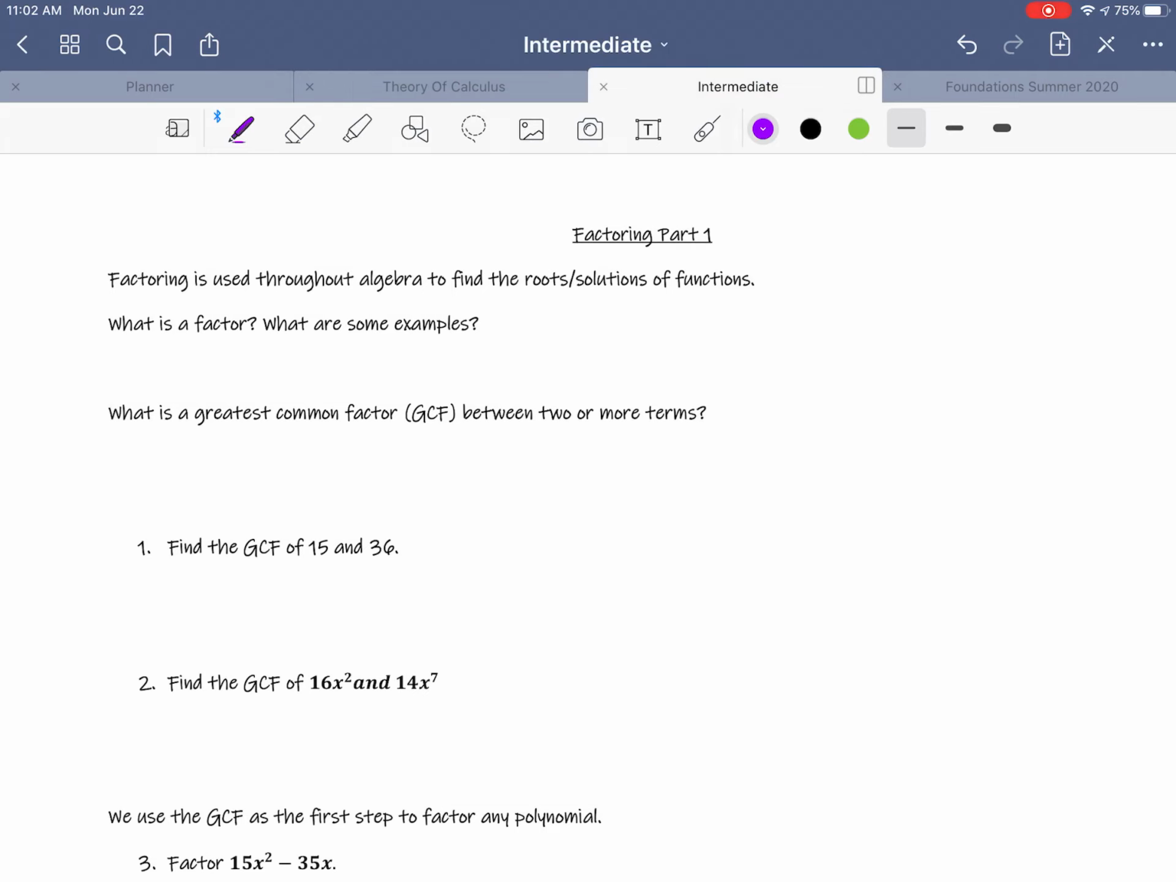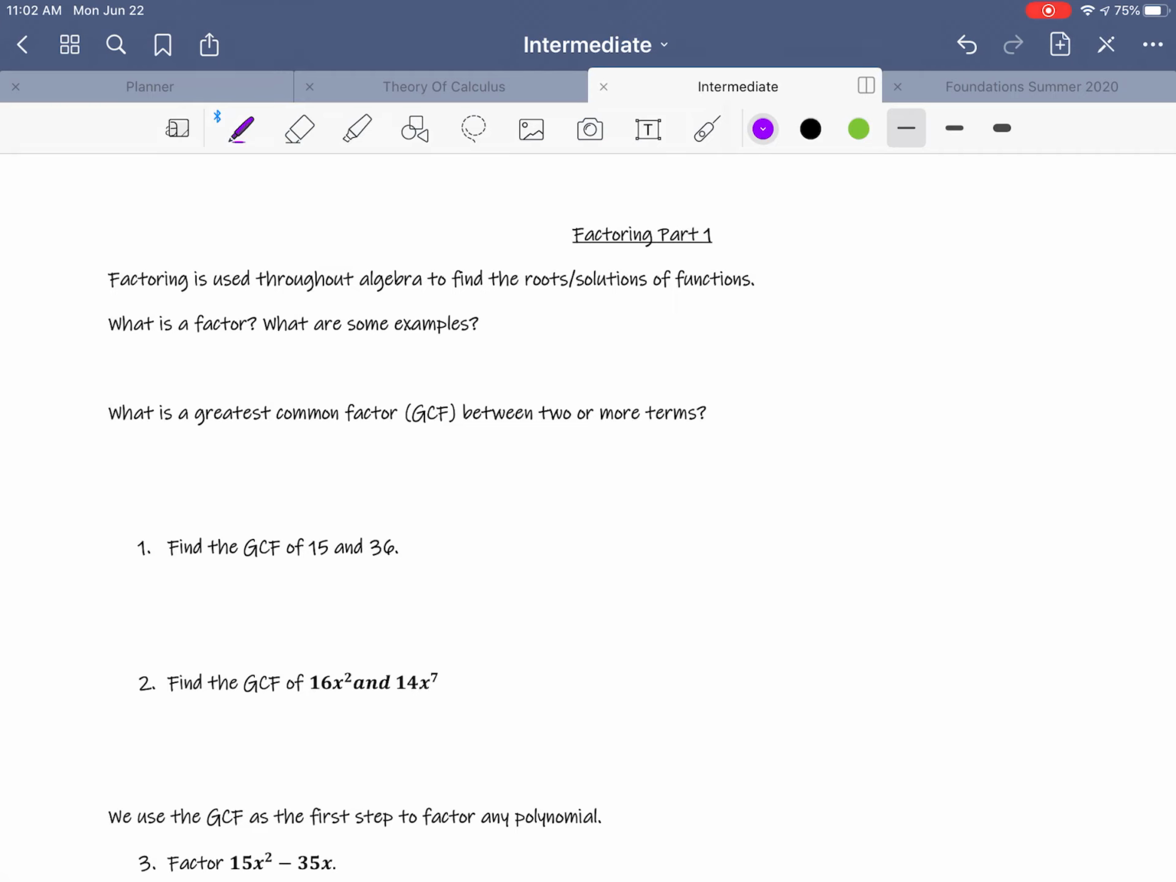This is a lesson on factoring, and I've broken factoring up into two different lessons, two parts, because in this lesson I'll talk about greatest common factor, the box method, factor by grouping, factoring four terms, all that stuff, and then in the next one we'll do some different factoring techniques.